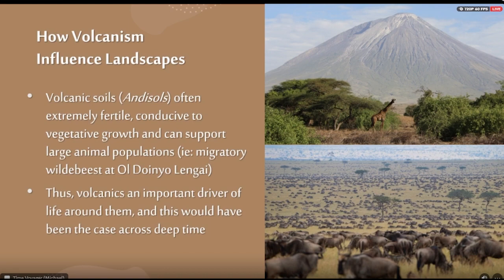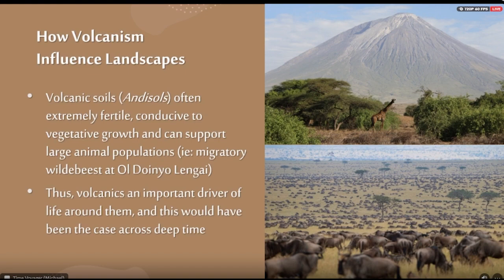Andisols, volcanic soils created via the erosion of volcanic material, and also things like tuff and ash, are often extremely fertile. Around the world, people farm on andisols. They're extremely conducive to vegetative growth, and they can support large animal populations. There's a really famous wildebeest migration that moves past the Ol Doinyo Lengai volcano, which is also a carbonatite volcano, which is really weird and interesting.